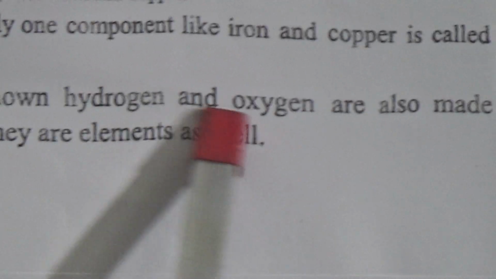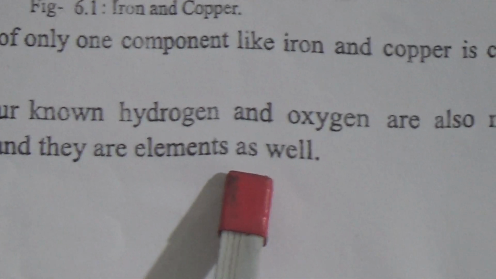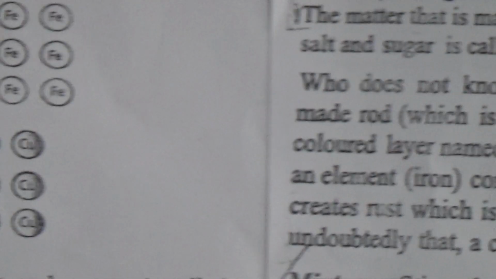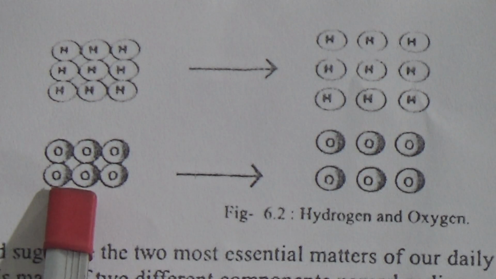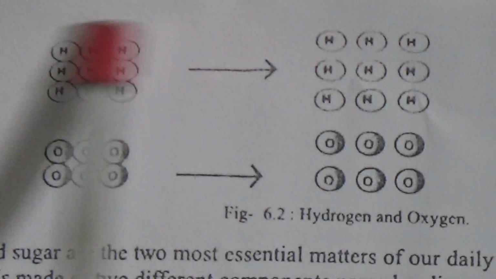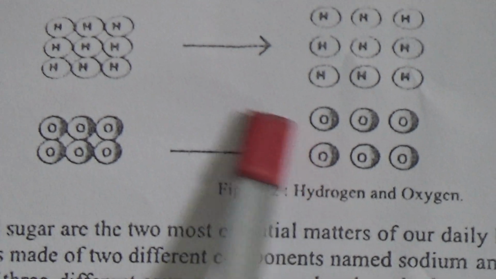Like iron and copper, our known hydrogen and oxygen are also made of only one component, and they are elements as well. Now listen. Now here we can see here is hydrogen and this is oxygen. The figure is hydrogen and oxygen. They are also elements.